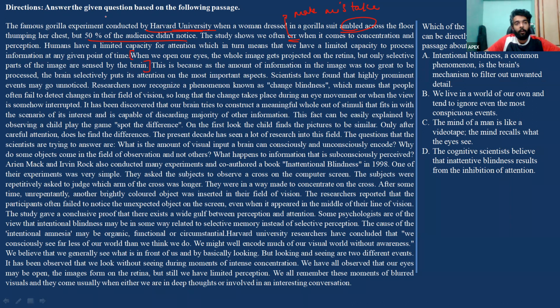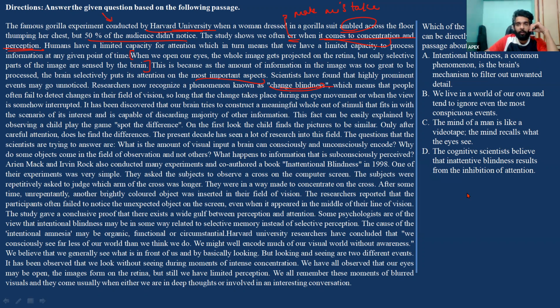So if you can see, the passage started off by quoting a study and its aim, right? The aim was that we make mistakes when it comes to concentration and perception. That was the aim of the study. So here they are just trying to show us what one evidence would be. Because the amount of information in the image was too great to be processed, the brain selectively puts its attention on the most important aspects. Apparently, scientists have found that highly prominent events may go unnoticed. Researchers now recognize a phenomenon known as change blindness. So this is a new term that's involved.